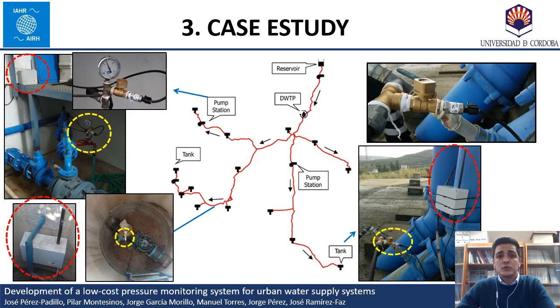3 pressure measuring devices were installed at different locations to test the performance of the designed prototype: a tank, a pump station, and an air valve. The different locations were selected to check if the prototype works properly under different operating conditions. In the pictures, the pressure transducer is highlighted in yellow and the data collection element is highlighted in red.